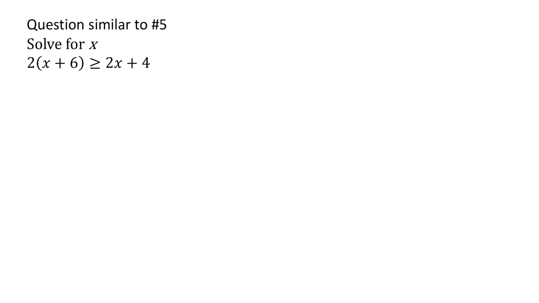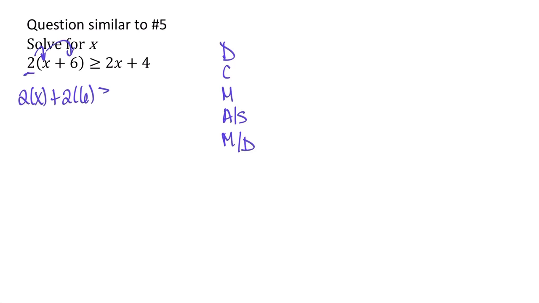So this question is similar to number 5. I'm going to once again write out our problem-solving steps. So we have a factor in front of parentheses, so we're going to start off with the distributive property. So we do 2 times x plus 2 times 6 is greater than or equal to 2x plus 4. 2 times x is 2x plus 2 times 6 is 12, and that is greater than or equal to 2x plus 4.